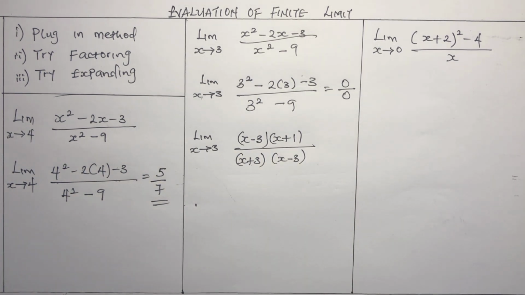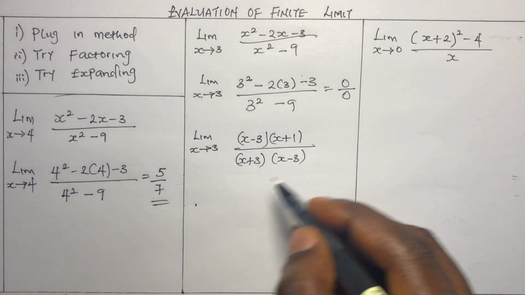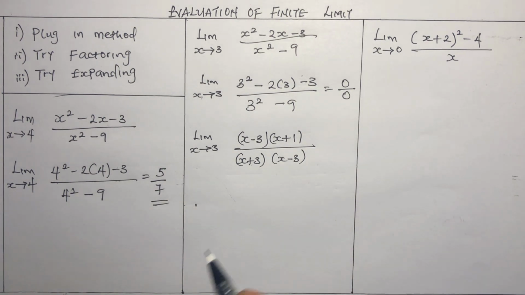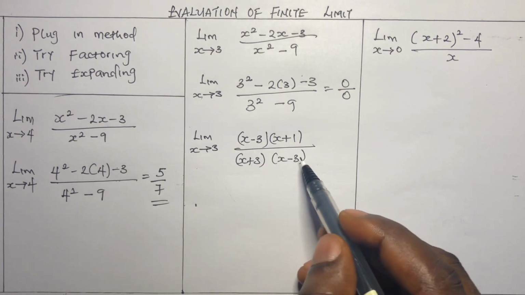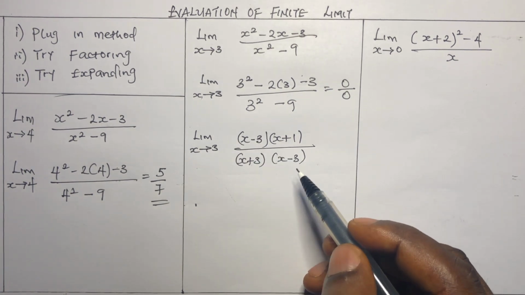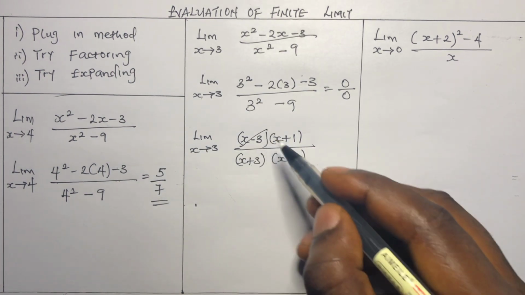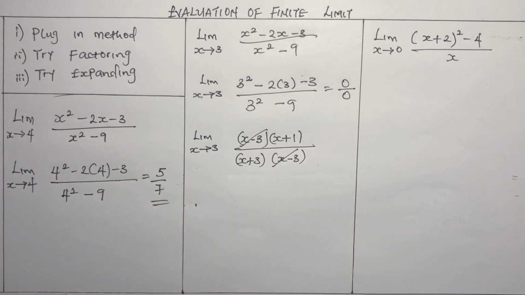So let's see if we can actually cancel any common factor. You can notice that we have x minus 3 on the numerator and we also have x minus 3 in the denominator. So these two factors can actually cancel out.